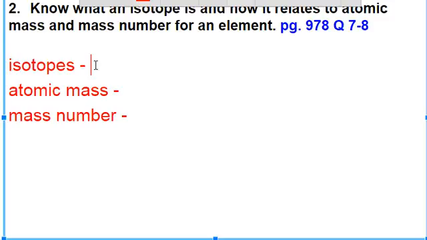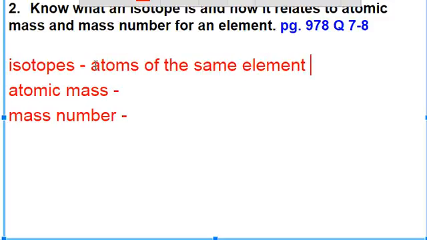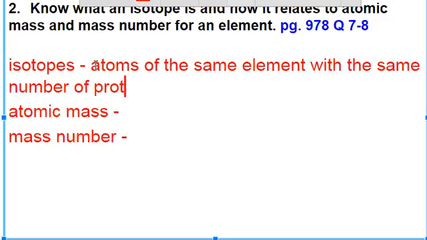So atoms of the same element with the same number of protons. But what's different about them? The mass is different, which means which part is different? The neutrons.